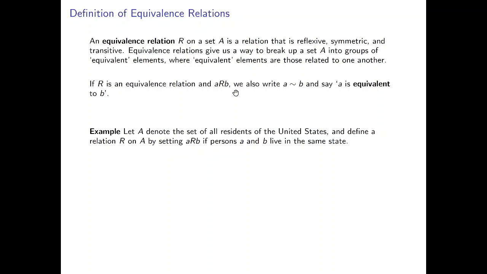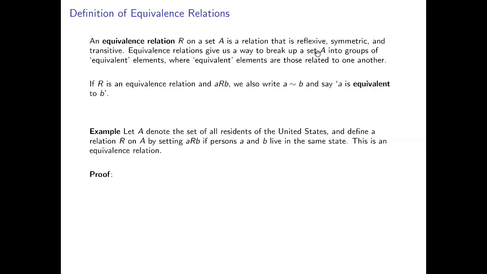Right, so one quick example. Let's suppose that my set A is just the set of all residents of the United States, all people living in the US. And we'll define a relation R on the set A by saying that a person A is related to person B if they live in the same state. It's not hard to check that this is an equivalence relation.